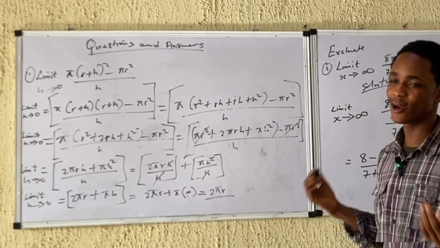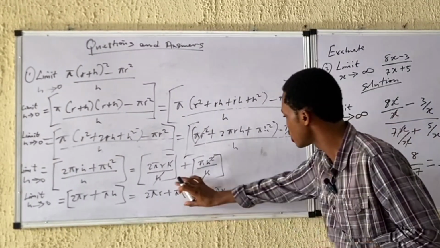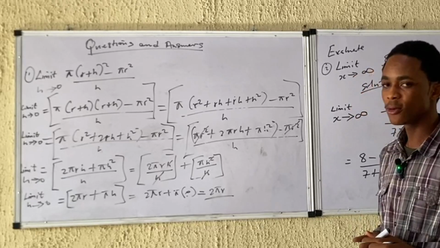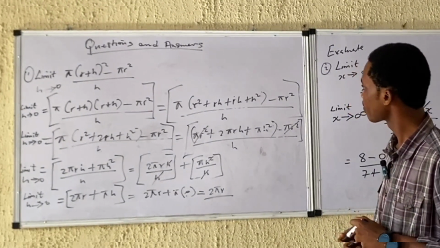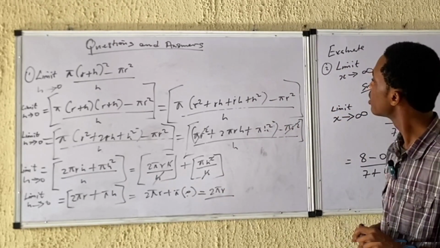Now, 2 pi a plus pi. Anything times 0, remember our number mass. Anything times 0 will give us 0. So this one tends to cancel out, leaving us with 2 pi a. So this answer, 2 pi a, is the answer to this question.